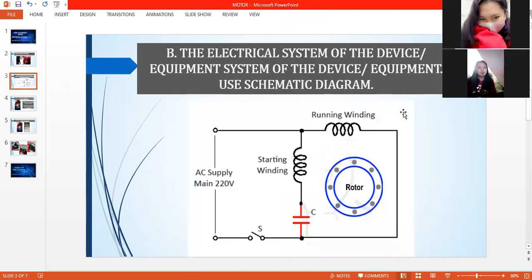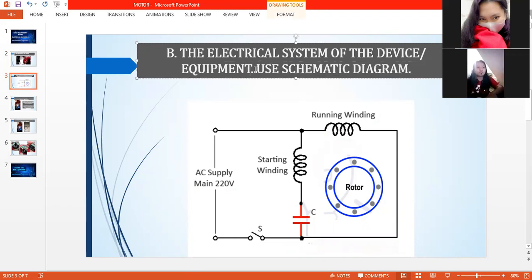Next, the question letter B: the electrical system of the device or equipment. The electrical system of the device or the equipment uses a schematic diagram. Sorry for that. So that is the question letter B. I will introduce to you the schematic diagram for my ceiling fan.